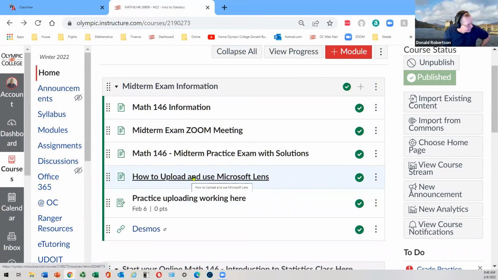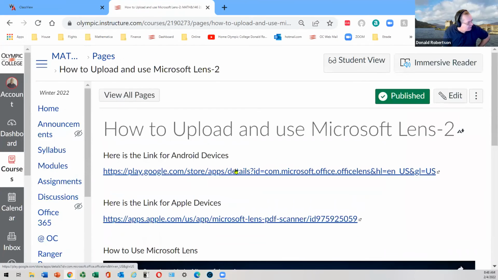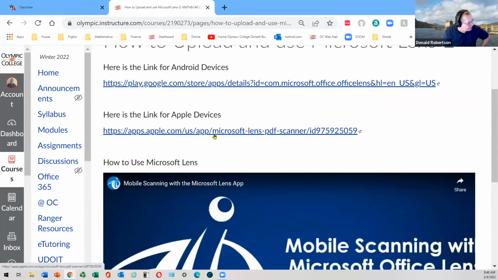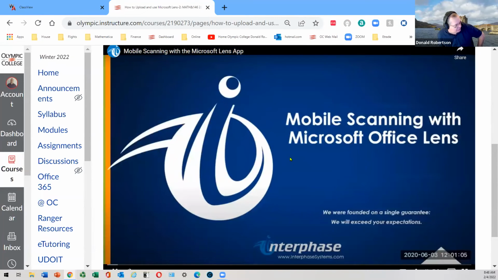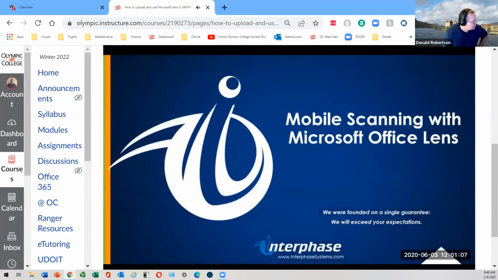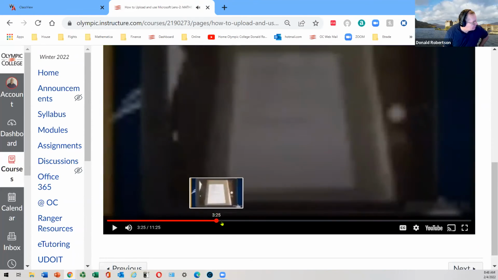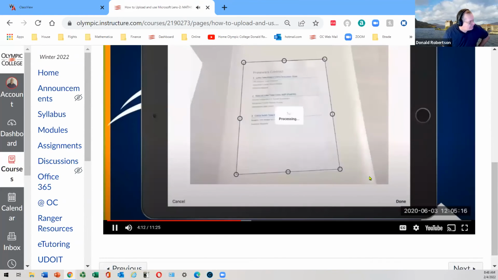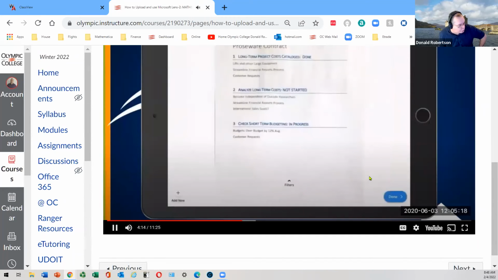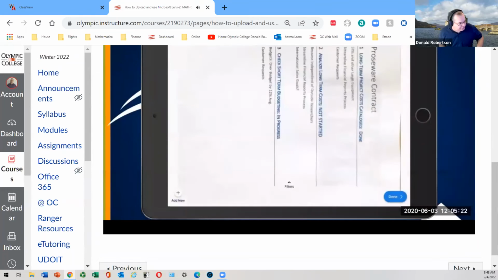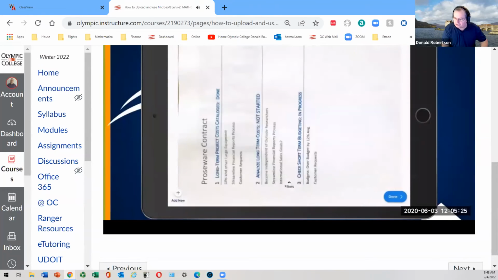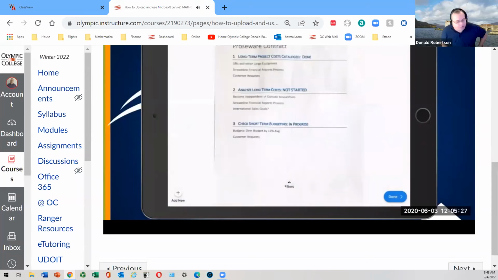So you click on this guy, and if you use an Android phone, you use this one. If you use an Apple device, you use this one. And here is a video, which, there we go, basically takes you through the whole process. I know they've got budgeting, but just think of that piece of paper as your working, right? And do it like that.